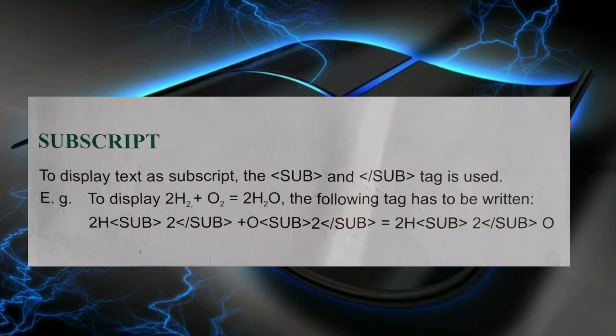For example, to display 2H2 plus O2 equals 2H2O, the following tag has to be written: 2H open tag SUB 2 close tag SUB plus O open tag SUB 2 close tag SUB equals 2H open tag SUB 2 close tag SUB O. Okay students, understood how to write subscript tags?